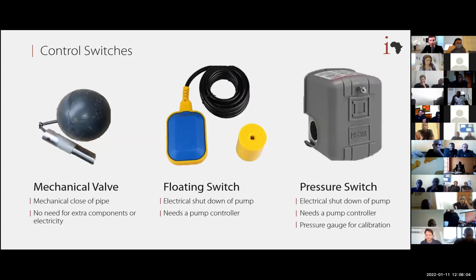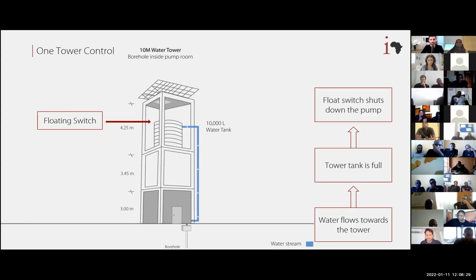Okay, now the control switches. Just like Tal mentioned, we have the pressure switch, we have the floating switch, and the mechanical valve. Now you can see in a very simple way when we use each of the components. The floating switch shuts down the pump in a one-tower project, the pressure switch shuts down the pump in a two-tower project, and the mechanical valve we use only to close the pipe in a two-tower project. Now you can see everything.